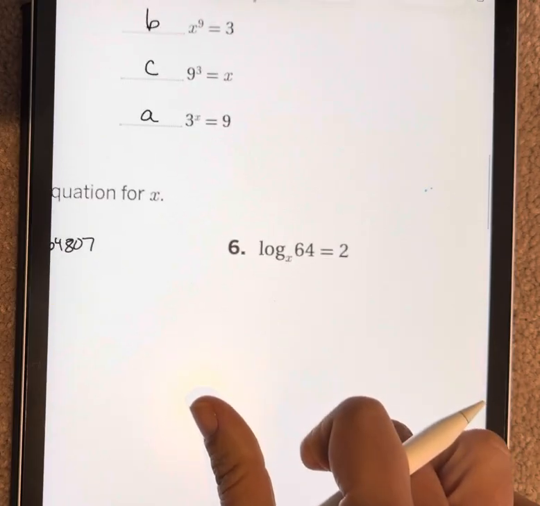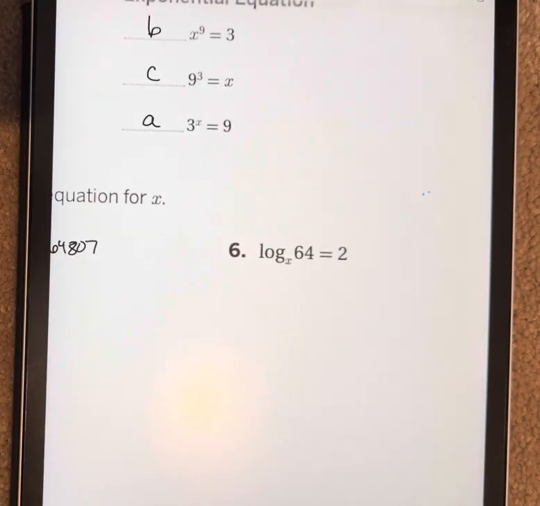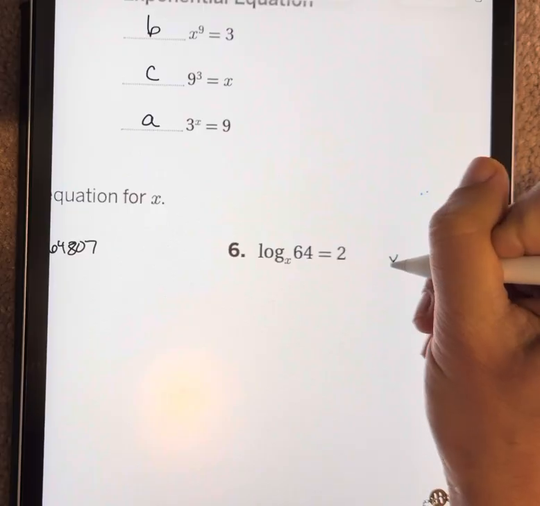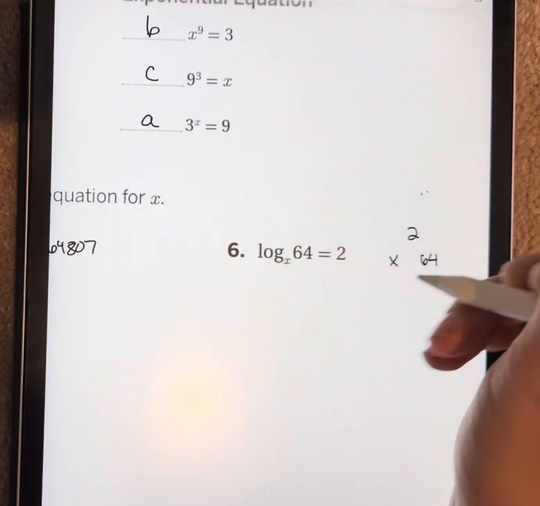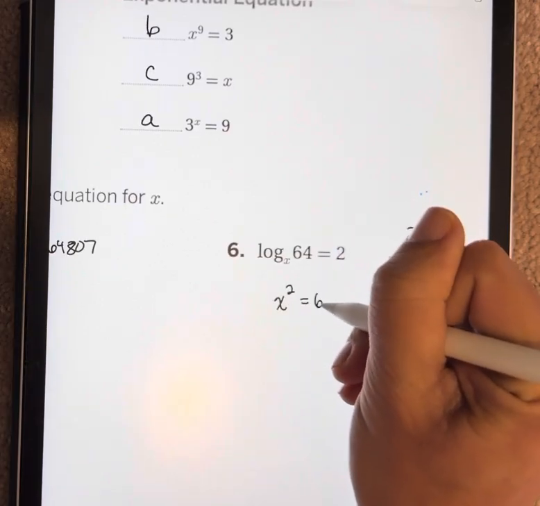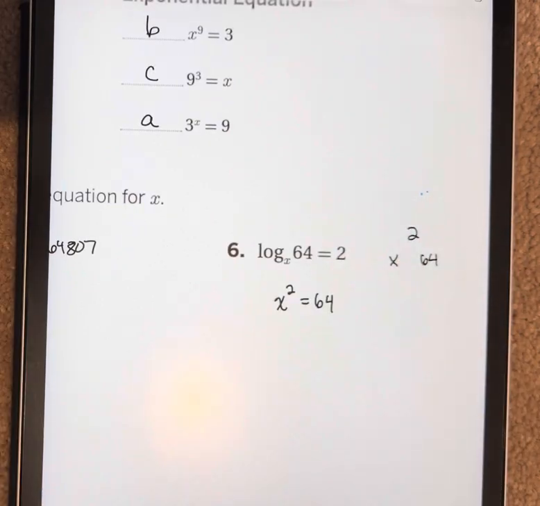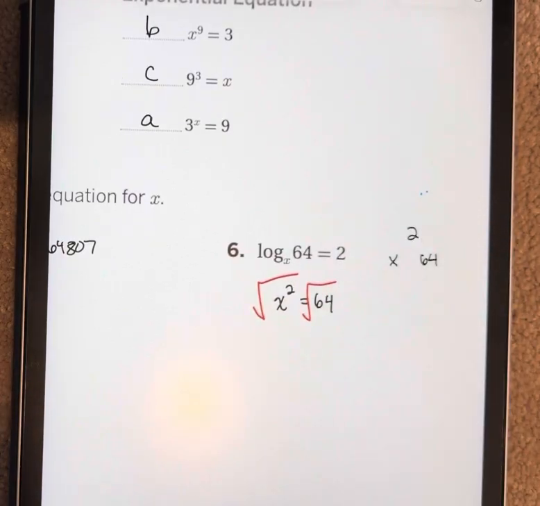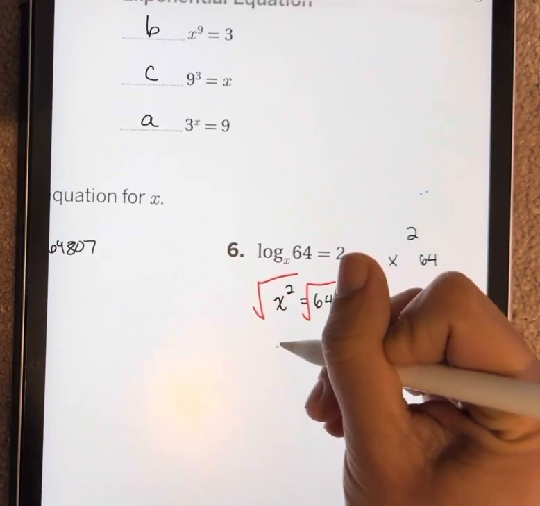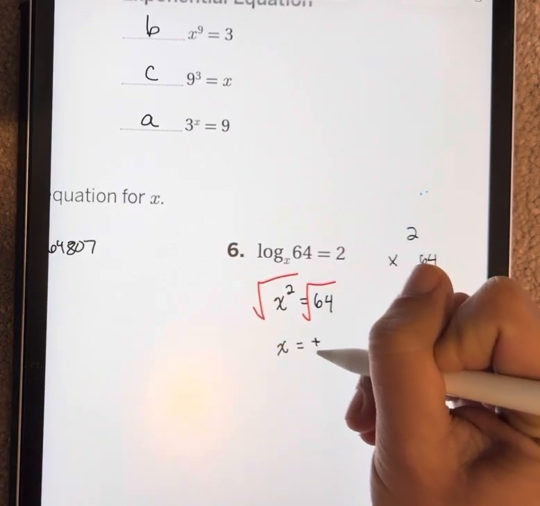Okay, now here. So again, this is log base x of 64 equals 2, which is really just saying x to the second is 64. This is not at all an exponential equation. This is quadratic, okay? I can solve this guy by simply square rooting both sides, okay? And then I would get that x equals, technically, plus or minus 8.